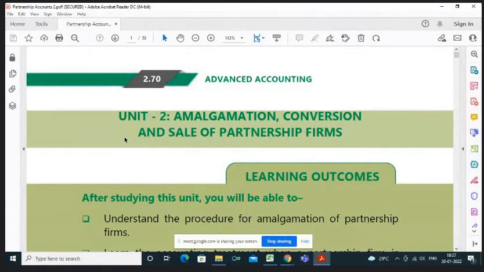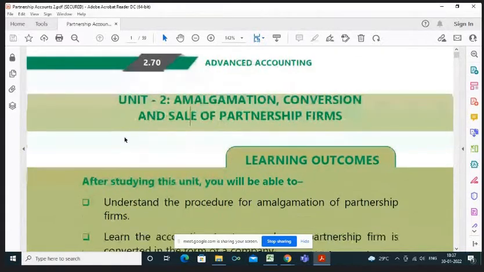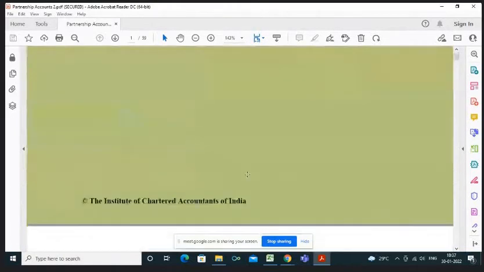So in this unit we are going to study 1, amalgamation of partnership firms, 2, conversion of partnership firms, mostly into a company, that is a private limited company, and sale of partnership firms. First we will start with the amalgamation of partnership firms. In the amalgamation of partnership firms, there are a few steps involved. So what are the steps involved?